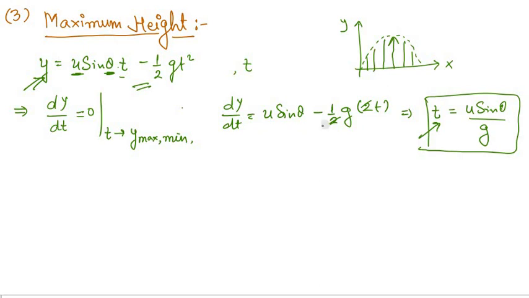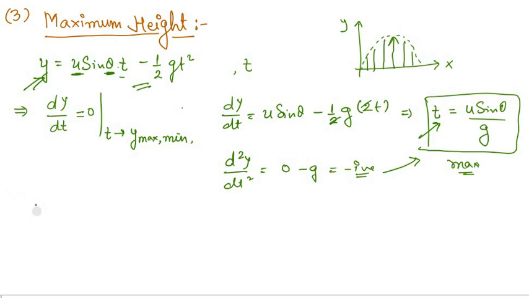So this is your homework: find out the second derivative, and see whether it comes out positive or negative. So let's do it. The second derivative d2y by dt square is equal to 0 minus g. It has a negative value. So this confirms that this time will give you the maximum.